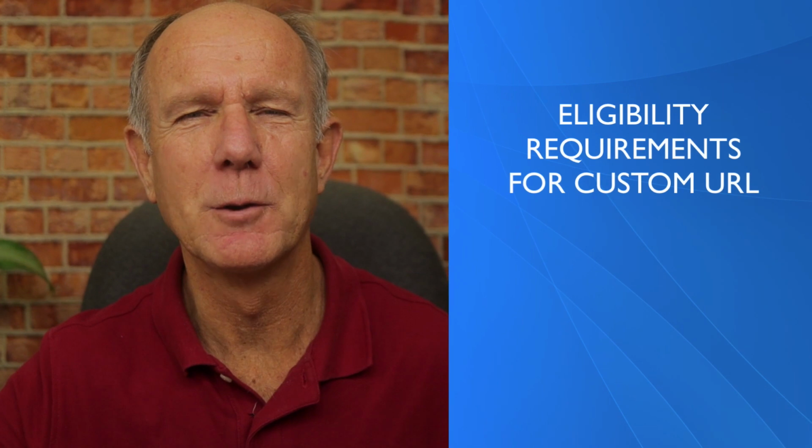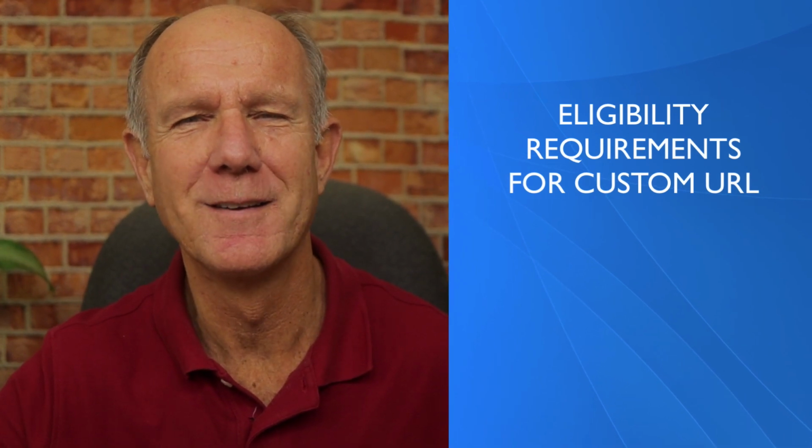What are the eligibility requirements to get a custom URL? Number one, you've got to have 100 or more subscribers. Number two, your channel must be at least 30 days old. Number three, have an uploaded photo as a channel icon. Number four, have uploaded channel art.